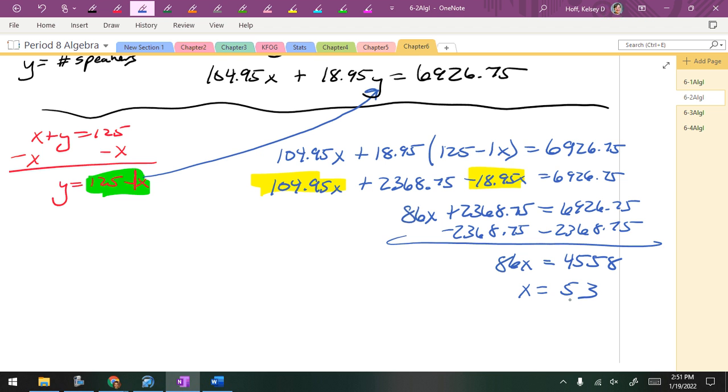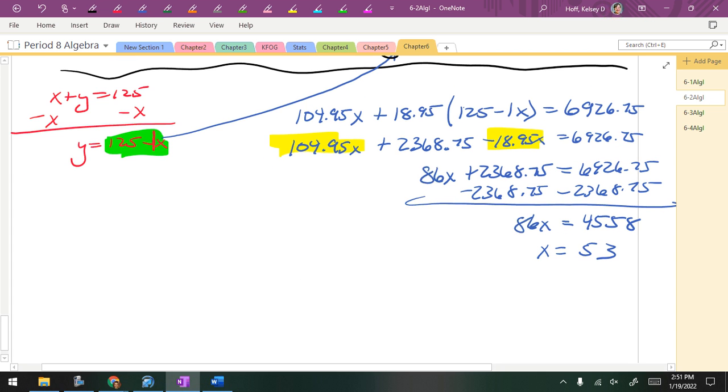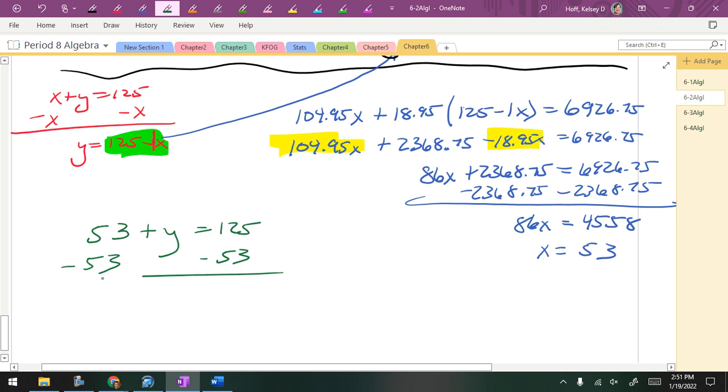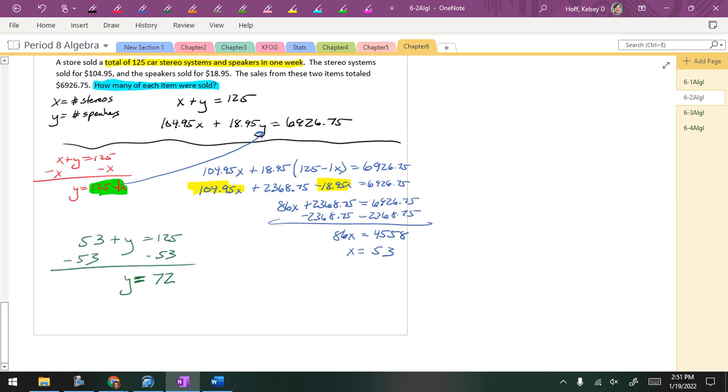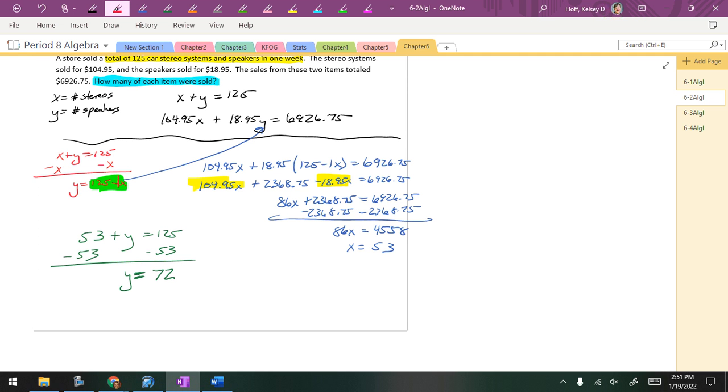Okay, so what do I do with that 53? Plug it back in. So 53 plus y equals 125. What'd you get for y? 72. Now, on a problem like this, you got to label your final answer. So go back and they ask you, how many of each item were sold? You would say 72 speakers and 53 stereos were sold.